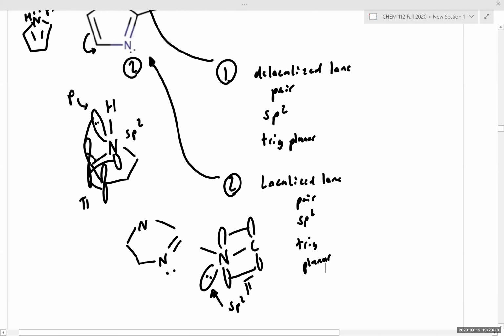Differentiating between localized and delocalized lone pair, it's localized when it's in a hybrid orbital, and it's delocalized if it can be placed in a p orbital that can be parallel to a pi system. Does that make sense to everyone? Does this example make sense? This one's really important, because we'll see this again in acid-base chemistry. Any questions I can address before we move on from this example?